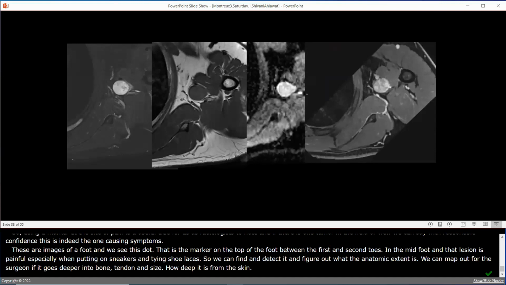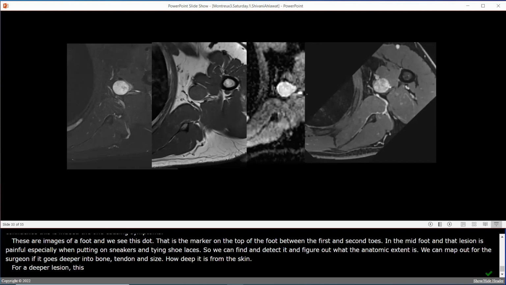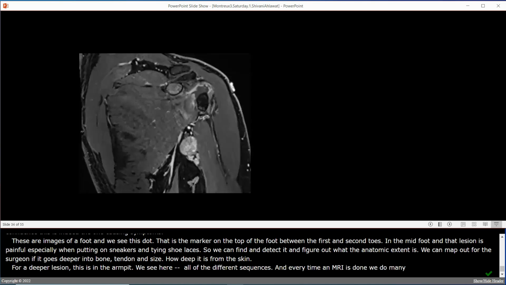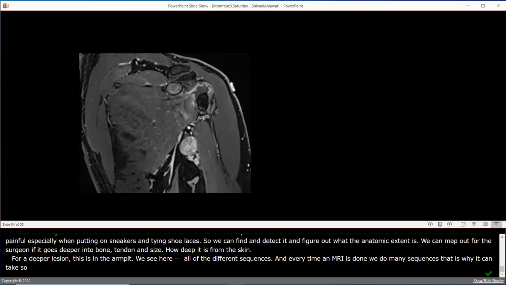Similarly, for a deeper lesion, this is a lesion in the armpit. So we see here all these different sequences. And every time an MRI is done, we do many different sequences. That's why it can take so long to perform. And that's that same person. And now we're looking at them sort of front back.